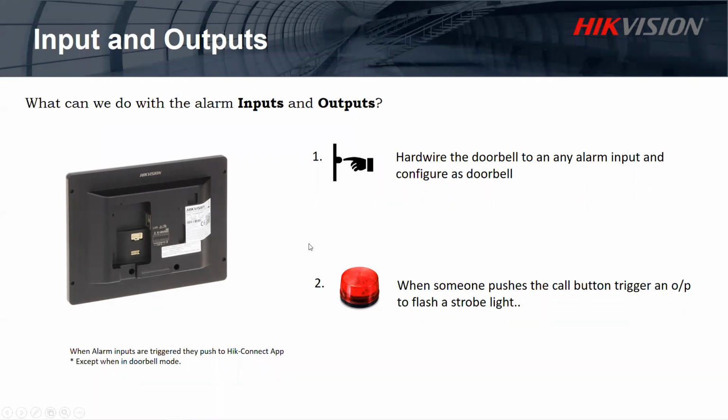As for large complexes, sometimes we find that an apartment complex is huge and will require a strobe light to be installed on the back, which will give an indication if anyone came and rang you using the outdoor station. So once they ring the outdoor station, it will trigger the alarm output and fire the strobe light. All right.